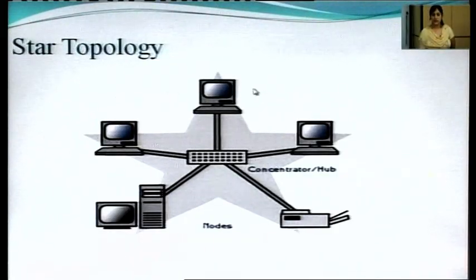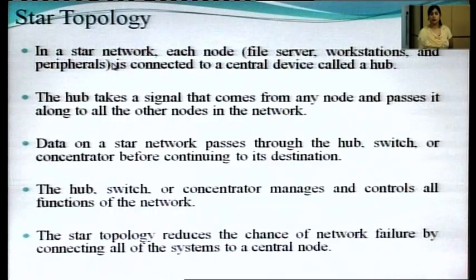This is the way it looks like a star. So, this is called a star topology, in which a centralized device, a switch, is required by which these computers are attached with each other. In a star network, each node, file server, workstation and peripherals is connected to a central device called a hub. The hub takes a signal that comes from any node and passes it along to all the other nodes in the network. Data on a star network passes through the hub, switch or concentrator before continuing to its destination. The hub, switch or concentrator manages and controls all functions of the network.